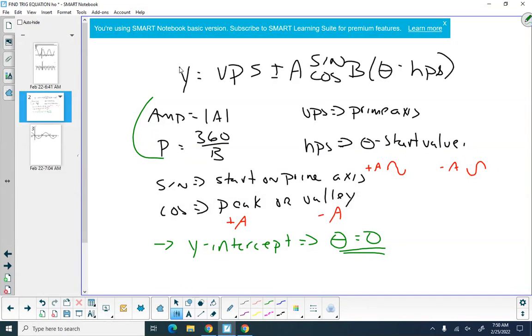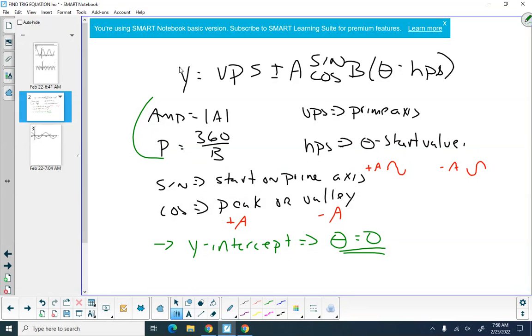Okay, today we're going to put the process into reverse. Up till now, we've been given an equation. With that equation, we found the amplitude, we found the period, we found the vertical and horizontal phase shift, y-intercept, and then we graphed it. And that's what we did up till now.